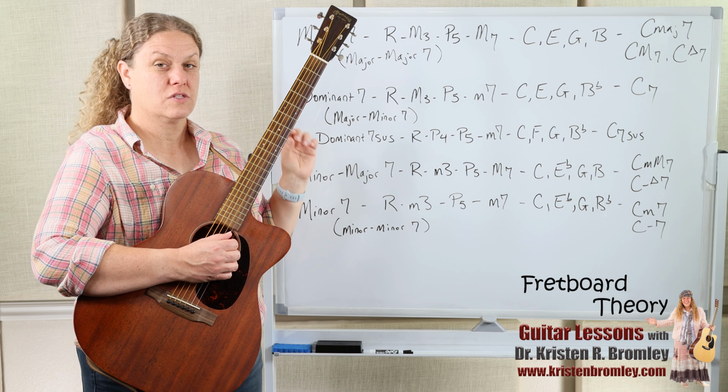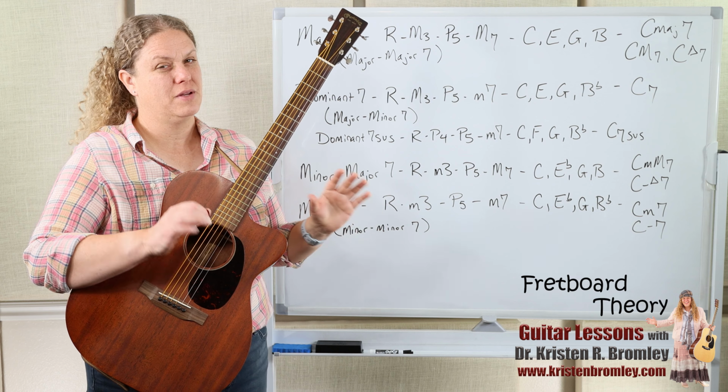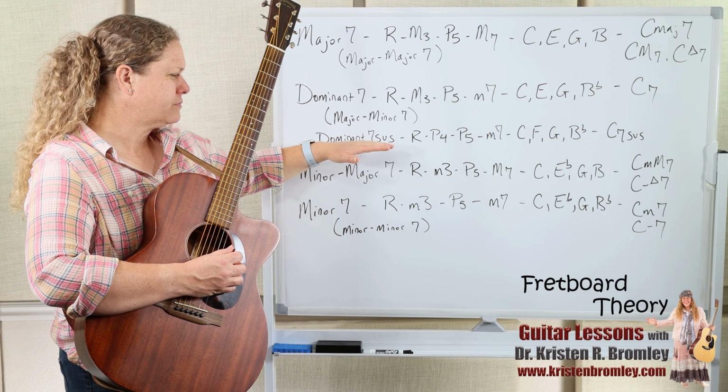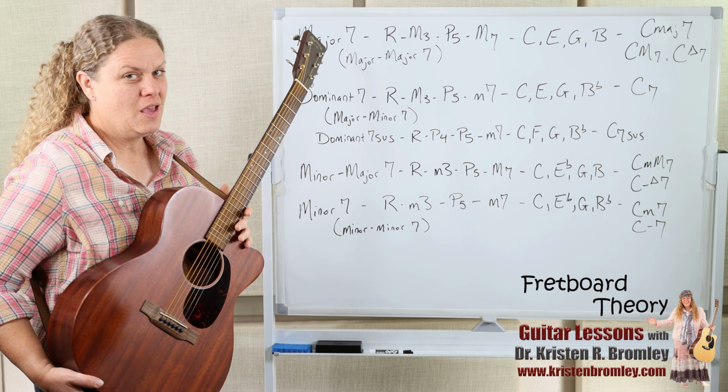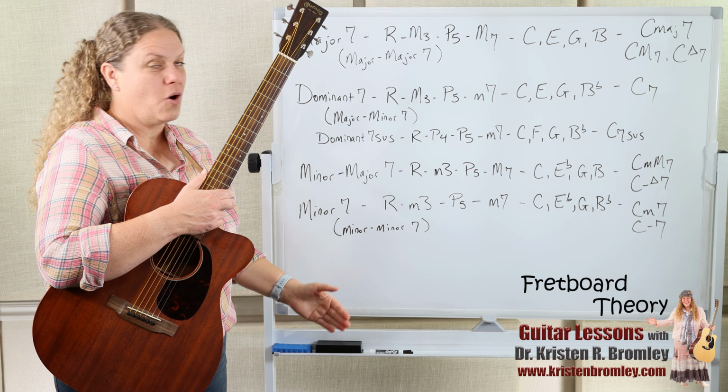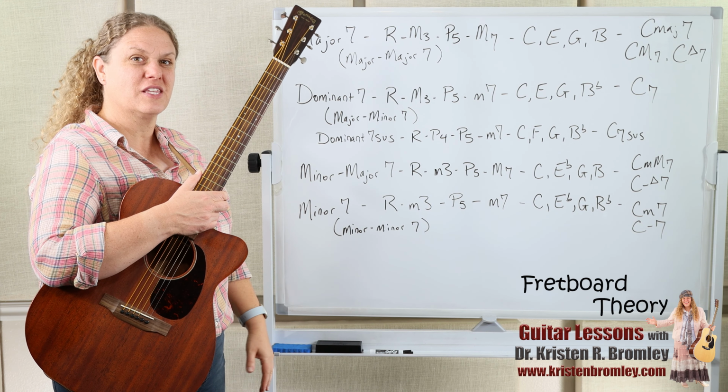Though you could also see the suspended triad against a major 7th, but it's rare. So I put that dominant 7th sus in there because we run into that from time to time. Okay, and it has a perfect 5th. So that is those. Now let's look at the minor chords.